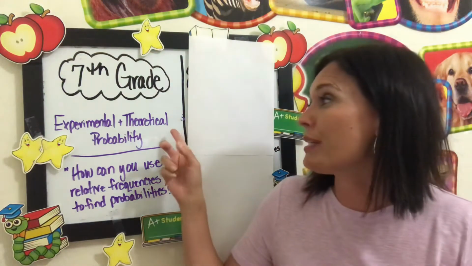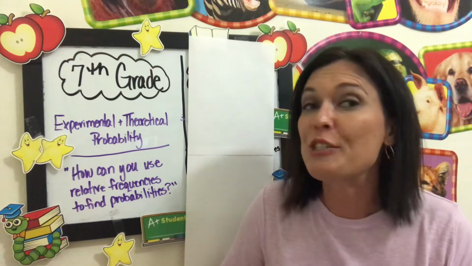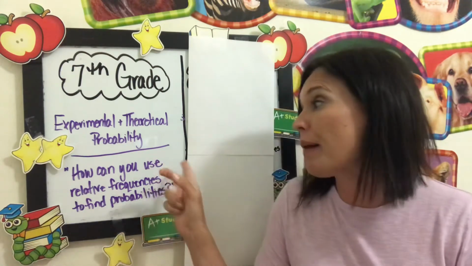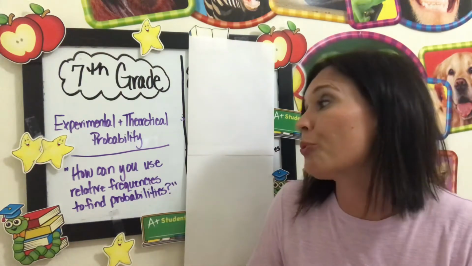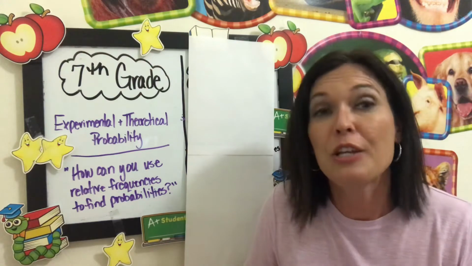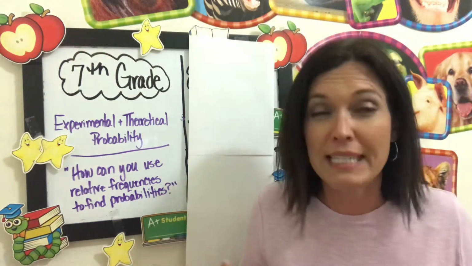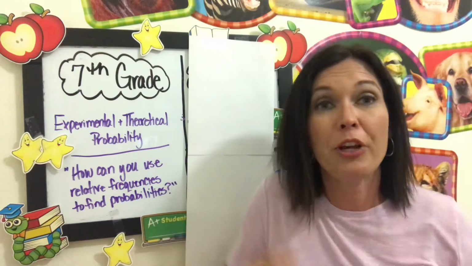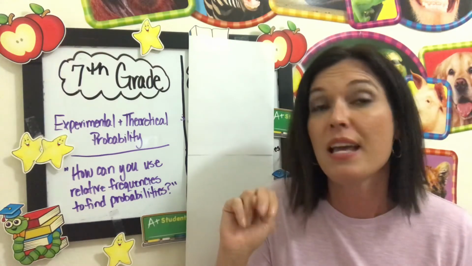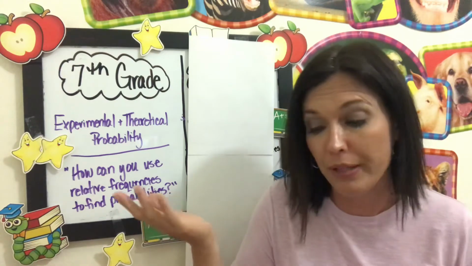Today's lesson is going to be dealing with experimental and theoretical probability. So when you watch your videos on the math links that I have for you, I want you to be thinking about how can you use relative frequencies to find probabilities. So basically that's saying what are different ways that you can figure out if something is likely to happen or not. They're going to talk to you today about two different types of probabilities, basically different types of experiments that you can do to figure out probability.